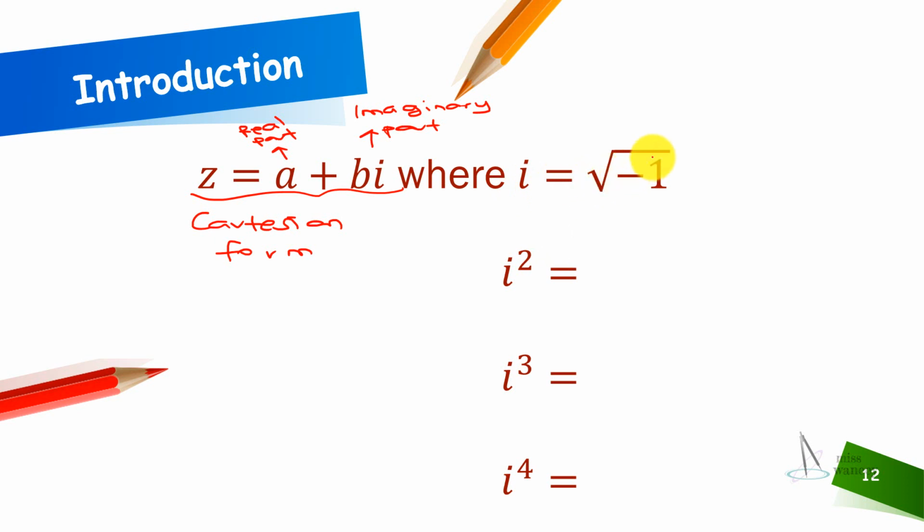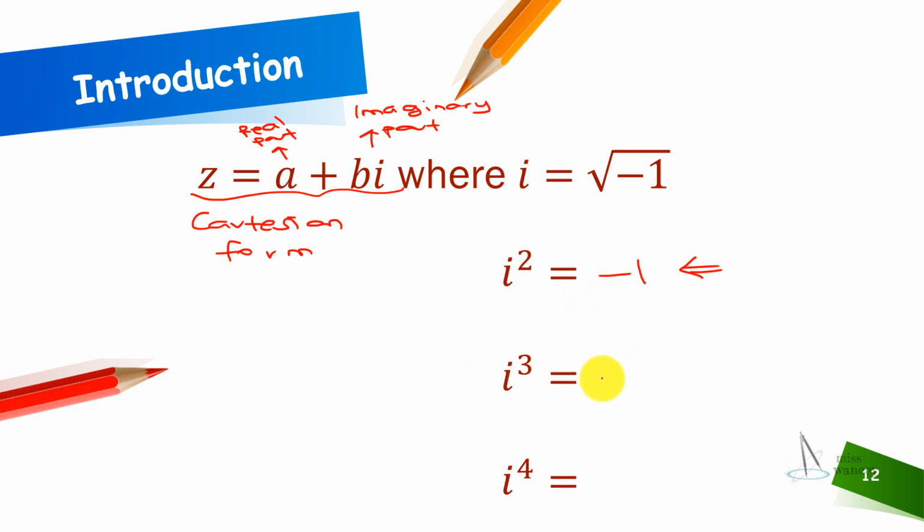Okay, so for example, i square over here. So i is equal to the square root of -1. So that means if I square the left hand side and I square the right hand side, I will obtain i square equal to -1. You have to keep in mind about this because we will use them later on.